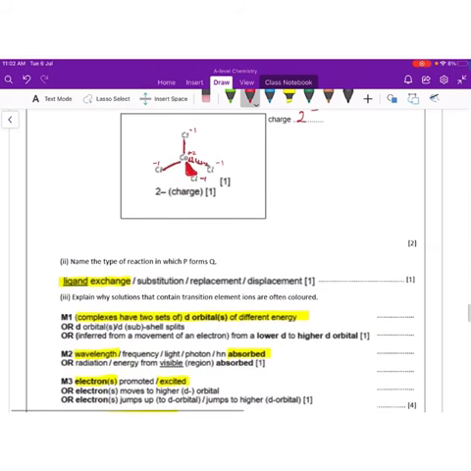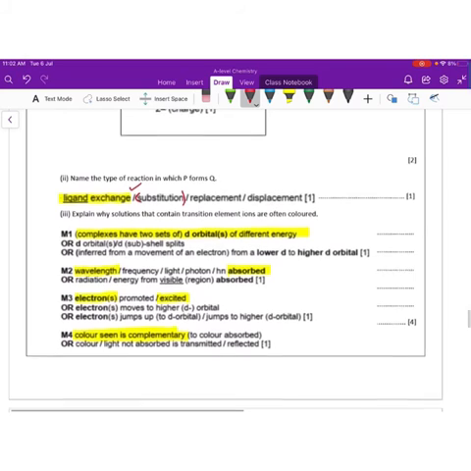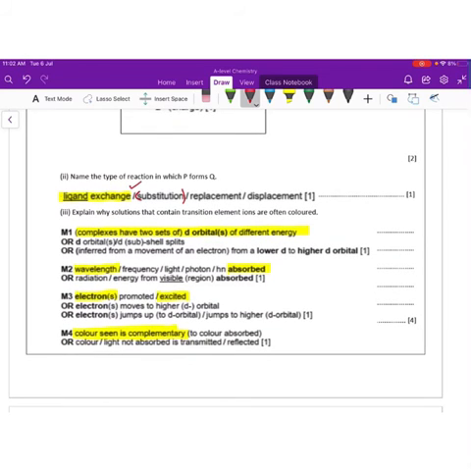This is called ligand exchange. Ligand must be there, exchange. You can call it substitution as well if you want to. I won't go to the other options. There are possibilities, but rather stick to ligand exchange or substitution. A nice 4-mark question appears in almost every paper.